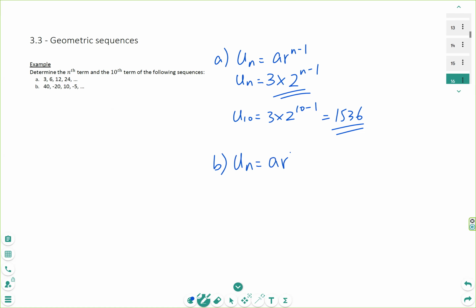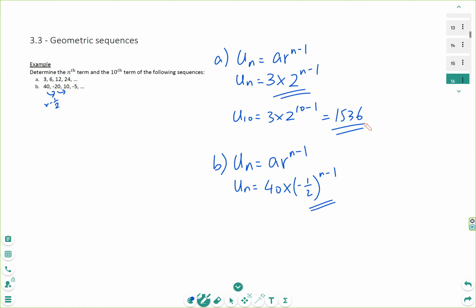So part B, let's do this. Un equals ar to the power of n minus 1. The first term is 40. Now for the ratio, you can see we're multiplying by -1/2 each time. It's negative because the sign alternates, so we know the ratio has to be negative. So un equals 40 times -1/2 to the power of n minus 1. And that's fine, we can leave it as it is.